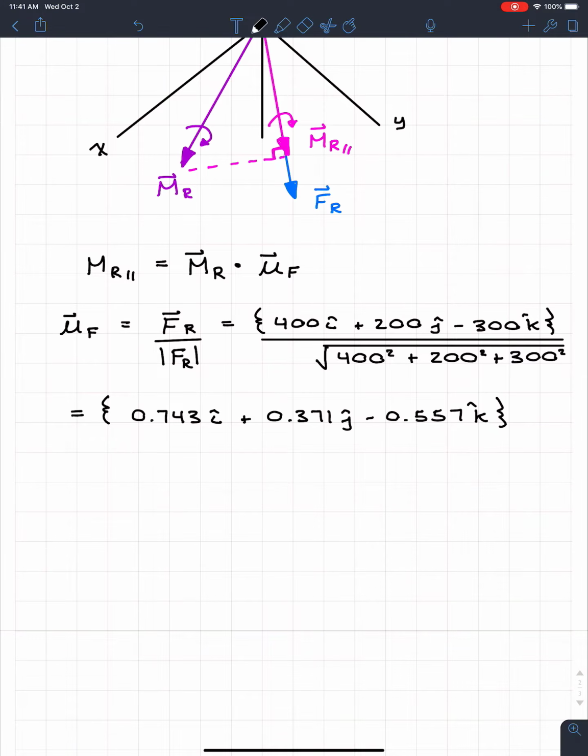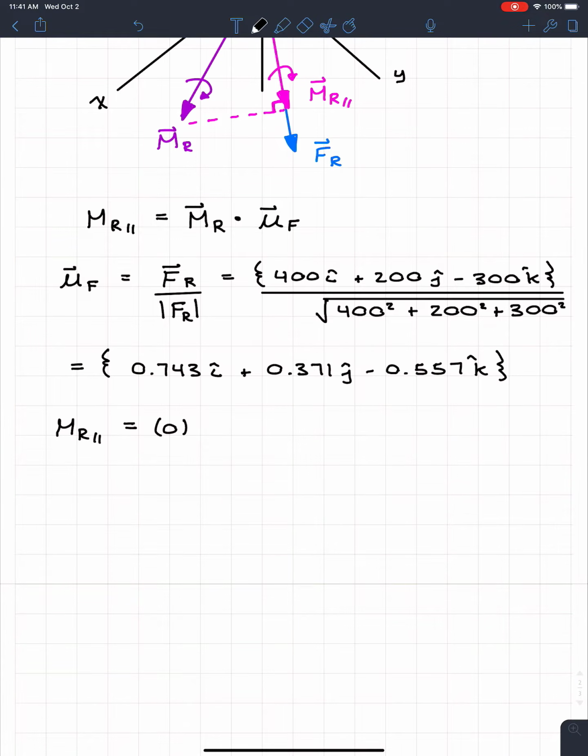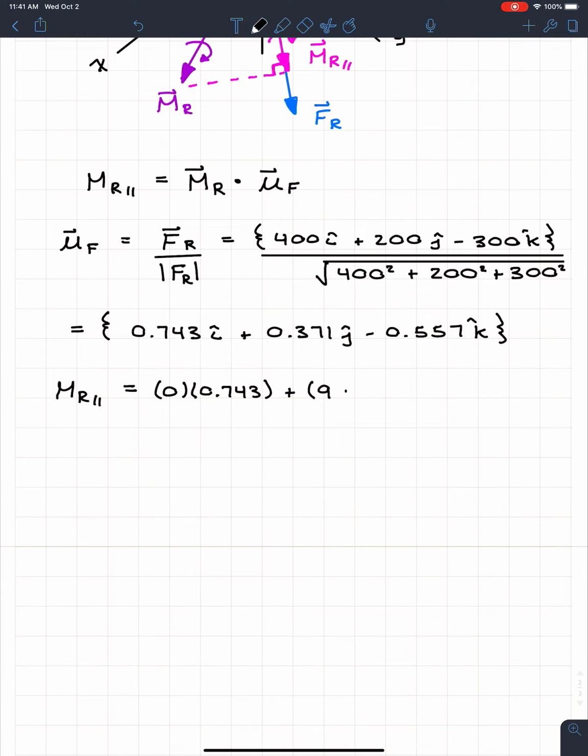So if I were to go MR parallel, that's going to be equal to, and I'm just going to take all those things and start dotting them together. So for MR in the i direction, I got 0. And then for the unit vector, I get 0.743. So this is just going to be 0. Then I go plus, and I look at the j components. So for MR, I have 900. And then for the j component of the unit vector, I got 0.371. And then my last one, if I look up, I remember it's negative 2,000. So remember, you have to put the negatives into the dot product if you have them. And then for the unit vector, I got 0.557.